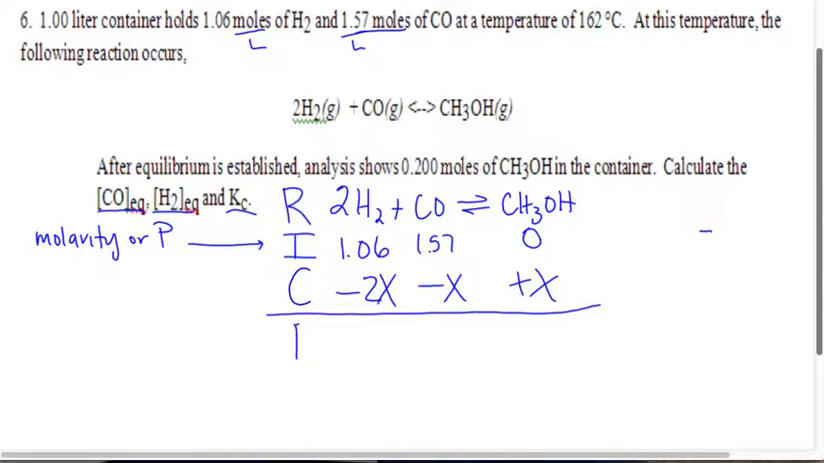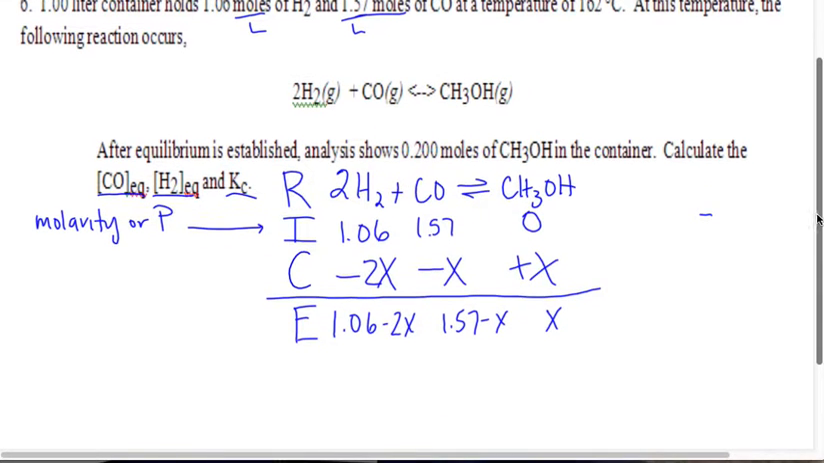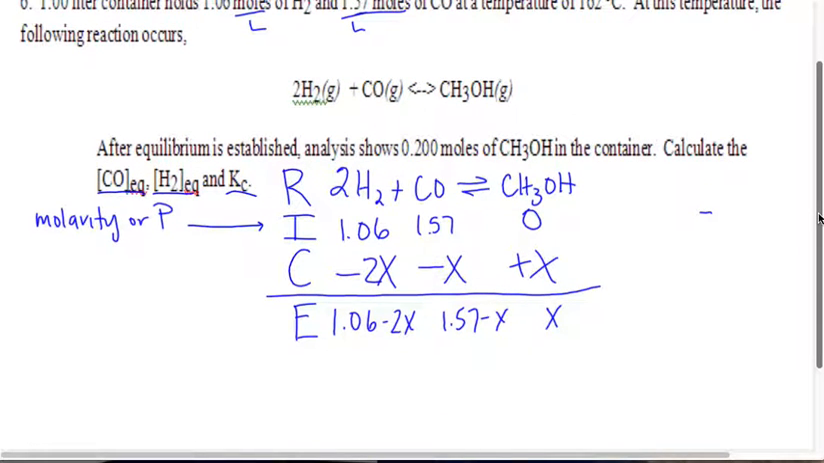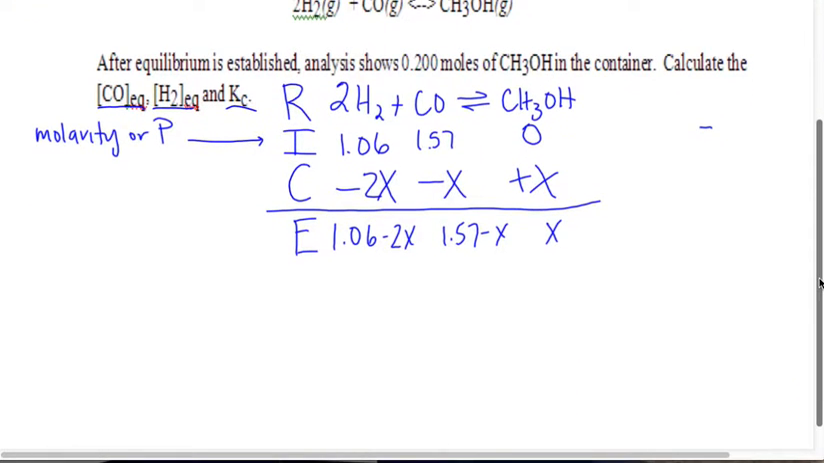The last part of the RICE table is the E line. What does that stand for? Hello, E, equilibrium. This will be our concentrations at equilibrium. We're just going to add those lines up: 1.06 minus 2x, 1.57 minus x, and the equilibrium of that guy is just x. They usually give you a clue somewhere. At this point, they'll either give you the K or some information about one of those things. There's going to be something else that helps you solve for the X. If you look, they told you that after equilibrium is established, analysis shows 0.200 moles of methanol is in the container. So that's the equilibrium moles per liter, because we're in a 1 liter container.